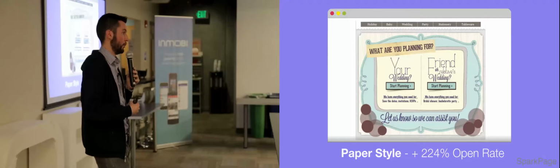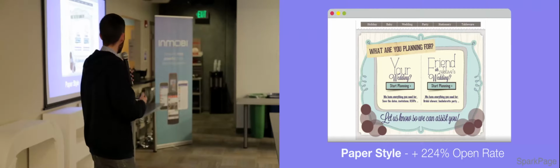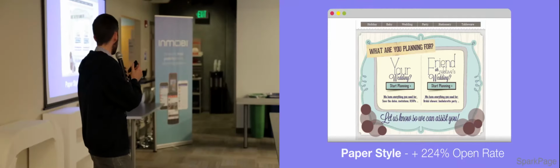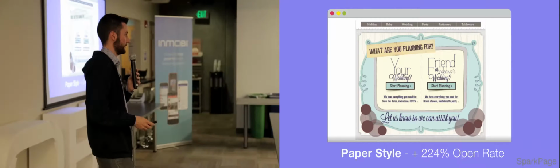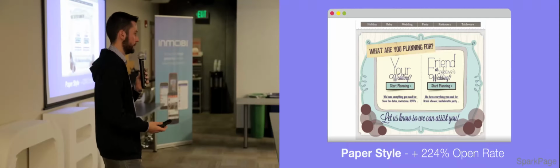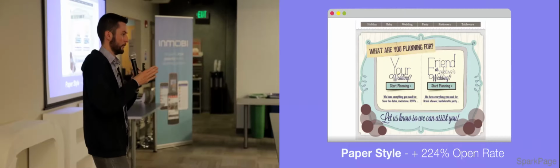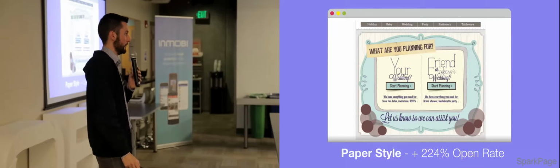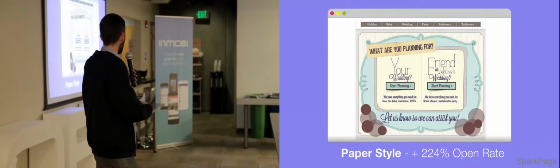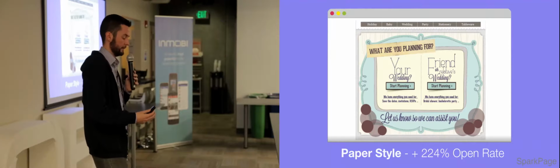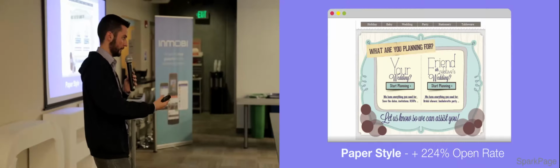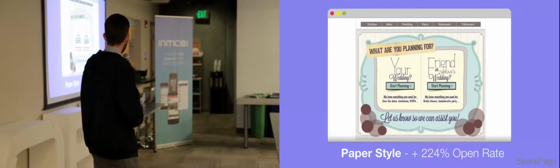Paper Style, who do wedding invites, asked something very basic: are you planning for your wedding or for a friend or relative's wedding? When they started asking this, their email open rate went up 224%, and I think the click-through rate was 150% or something like that. So what's that one single question that you can ask that divides your user base into segments? It's a really helpful little thought experiment to run, and then you can put that into the product, into the messaging, everything like that.